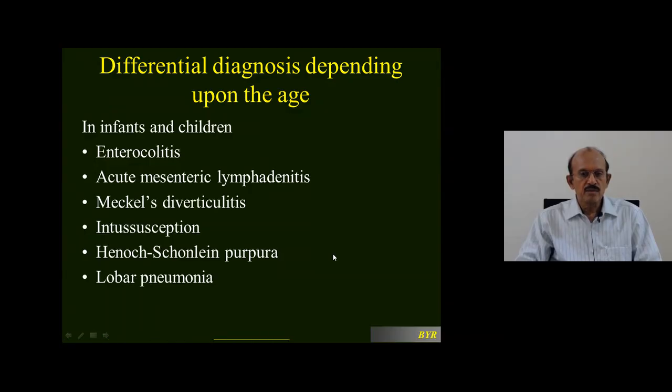Then lobar pneumonia. How can lobar pneumonia present as pain abdomen? If the lower lobe of the lung is inflamed, if there is consolidation, then there will be referred pain onto the upper abdominal wall. So lower lobe lobar pneumonia, basal pleurisy, and myocardial infarction: these three conditions are also differential diagnoses for acute abdomen when all age groups are considered.